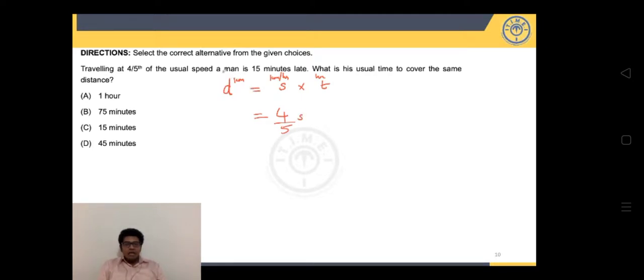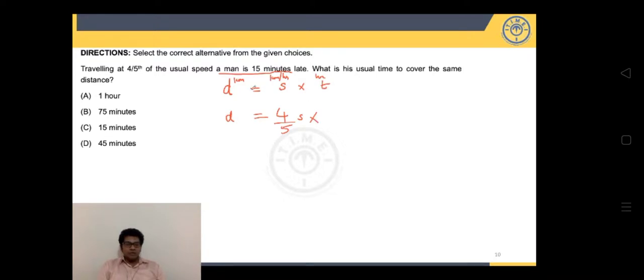A man is 15 minutes late. So what is the usual time? The distance is the same. Now d equals 4 by s. If this is 4 by s, I know d equals s t. So when I replace, s and s will cancel. So what will be t? It has to be 5 by 4 t.